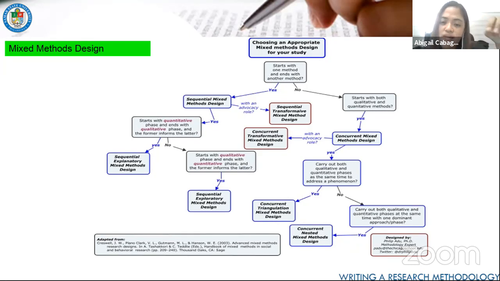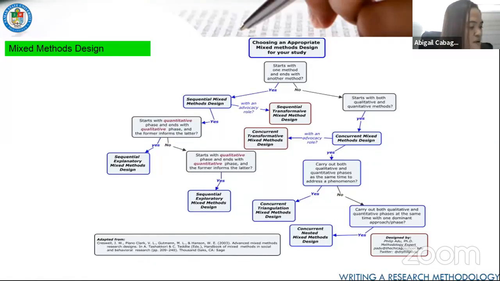If you have an advocacy role also in your research output, then you can make use of concurrent transformative mixed method design, okay? So you carry out both qualitative and quantitative phases at the same time to address a phenomenon. If it is the case, then you use concurrent triangulation mixed methods design. If not, and you carry out both phases at the same time with one dominant approach, then you can make use of concurrent nested mixed methods.